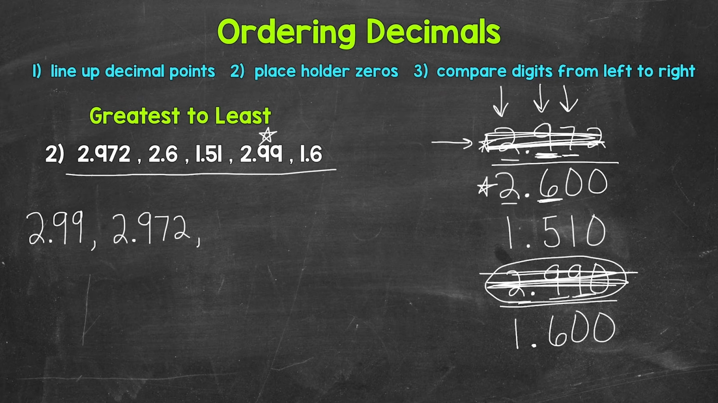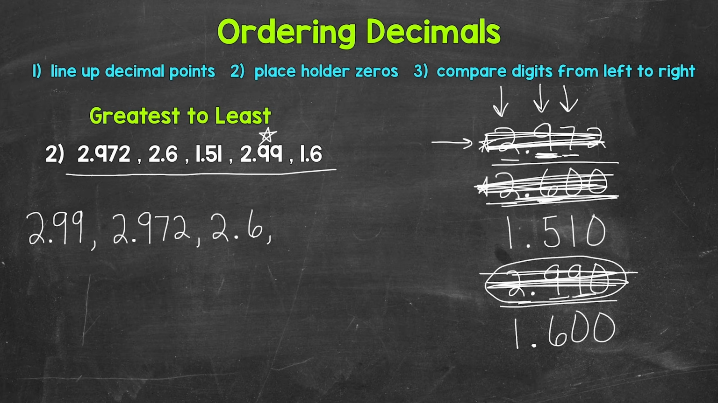And again, we can think of this in terms of the entire decimal part here in order to compare. So 972 thousandths compared to 600 thousandths. 972 thousandths is greater. And now let's continue on. So looking at the ones place, we have a 2, a 1, and a 1. 2 is the greatest here, so that's what's going to come next. 2 and 6 tenths. And we can cross this off and continue on.